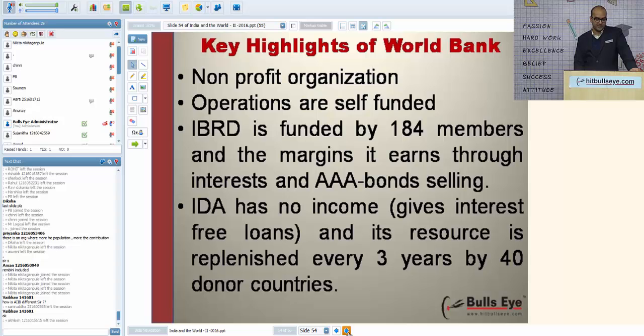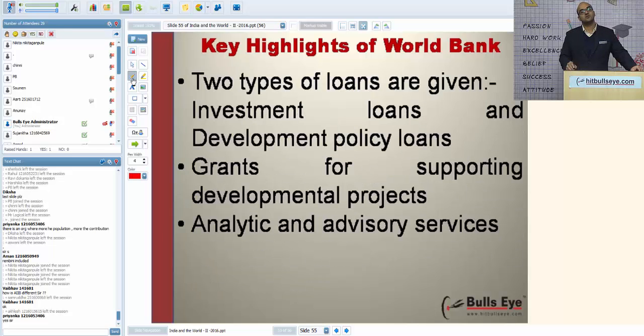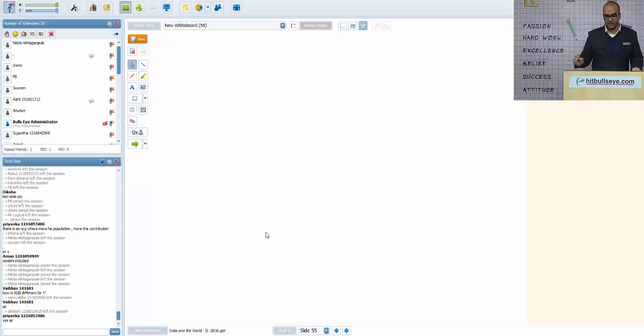Those are more important as compared to covering these factual topics. So I hope you've all taken the snapshot of the last four slides, right? Let's just talk about two important organizations.